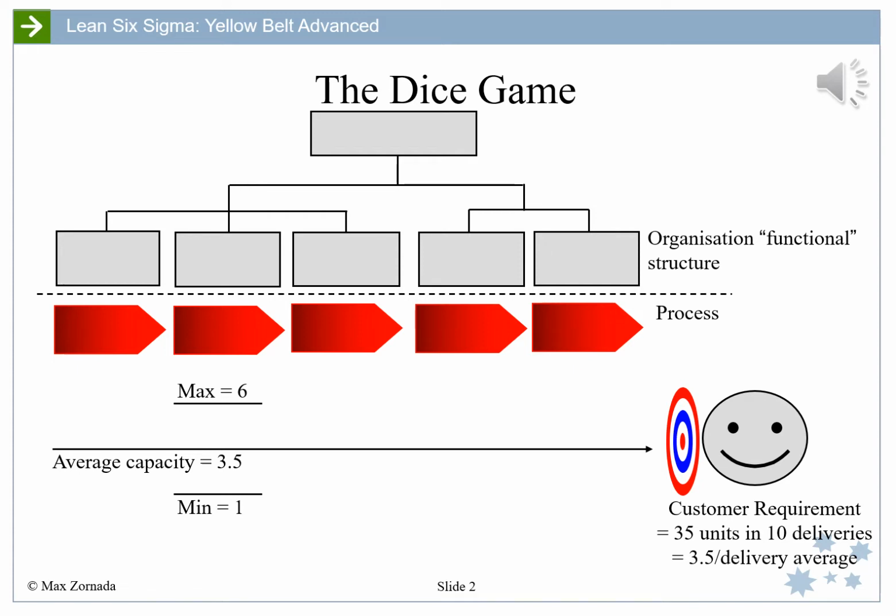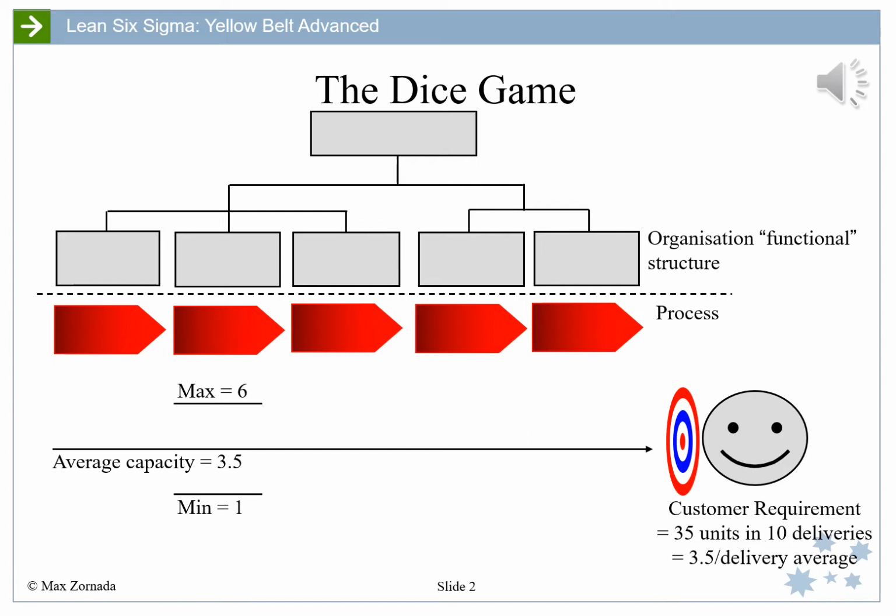So the idea here is that the customer wants 10 deliveries. If we cast this in the context of high-tech leasing, they want 10 deliveries and 35 units of stuff delivered through the 10 deliveries. So that's an average of 3.5 per delivery. We have an organization which has a typical functional hierarchical structure, which I've shown at the top, and a process that winds its way through the different organizational groups that do value-added work.